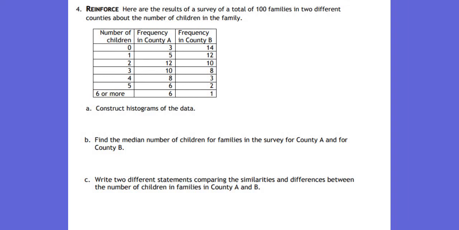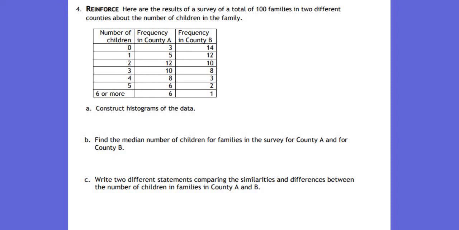Is this in intervals like number 3 was? No. So it's going to be done a little different. The second column says frequency of county A, and then we have frequency in county B. So I'm going to have 2 different histograms, graphs I need drawn. They just conveniently had one chart for all of it.